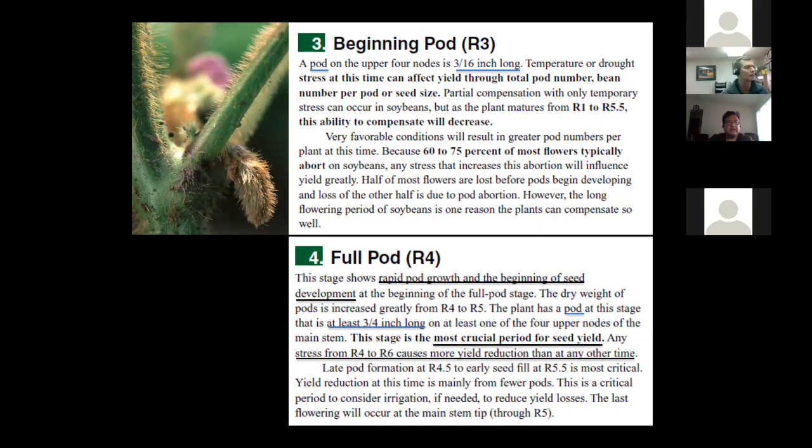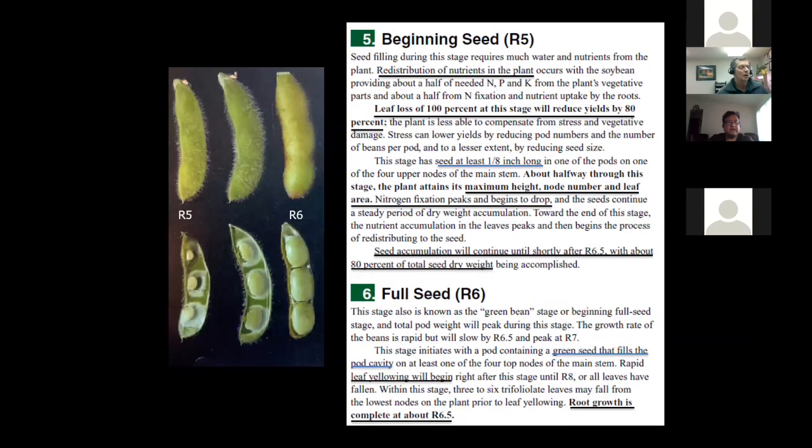Okay, and then moving on, another odd stage, R5, so that's the beginning of seed. Actually, at the end of R4 there is some seed that develops, but we document it as R5 when we can pull a pod from the upper 4 nodes of the plant, and you can either dissect the pod or just hold it up to the sunlight, and you should be able to see the seeds that should be at least 1/8 of an inch in length. So there's a lot of things happening, as you can imagine, at R5.